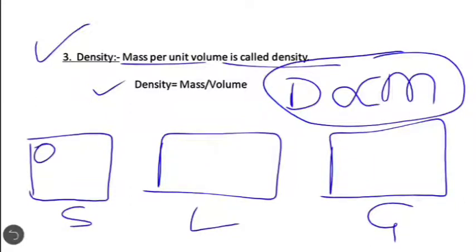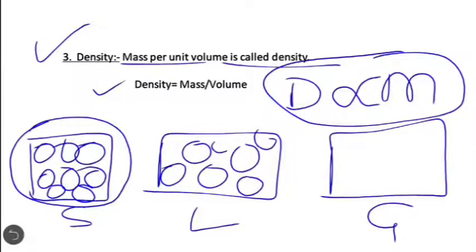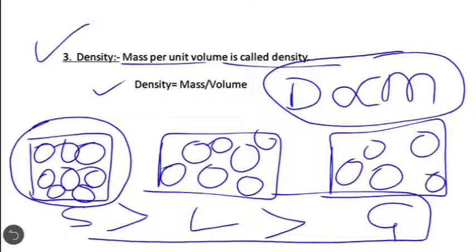In a solid, again, particles are too closely packed. In a fixed volume, there are more particles, so the mass will be greater. In liquids, particles are loosely packed, so the mass in a fixed volume will be low. In a gas, they are very far apart from each other, so the mass will be the lowest. So according to the mass and density relation, the density of a solid will be maximum, the density of a liquid will be lower than solid but higher than gas, and in a gas the density will be the lowest. So this is the order of density in solid, liquid and gas. That's it.